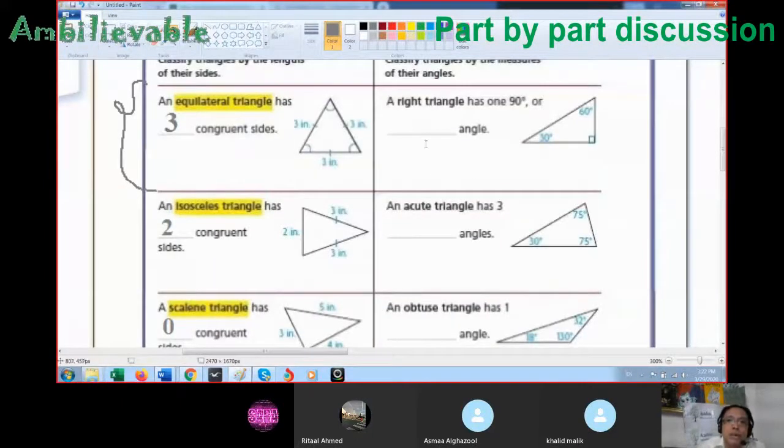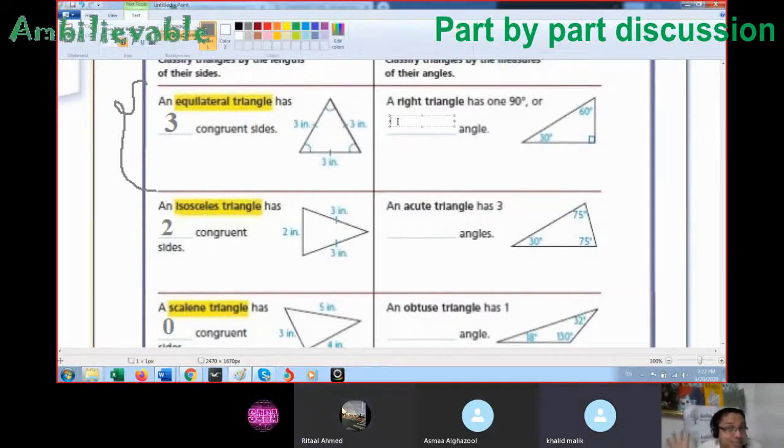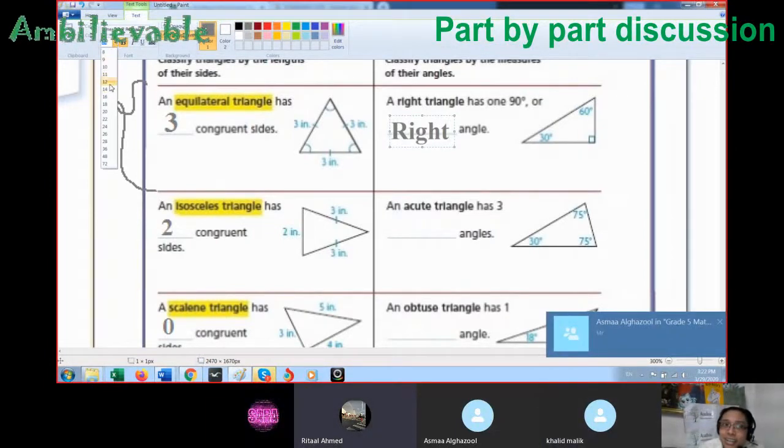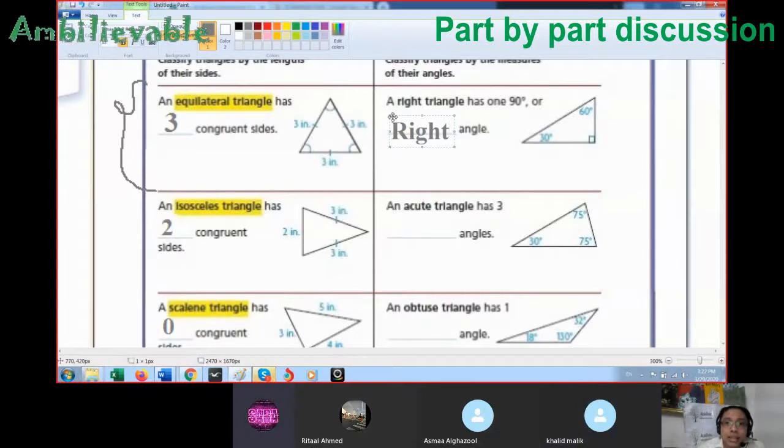Oh, look at this one. A right triangle has one 90 degrees angle. What do you call a 90 degrees angle? Who can answer? It is? Right angle. Very good. Who said right angle? Rital. Very good, Rital. It is a right angle.